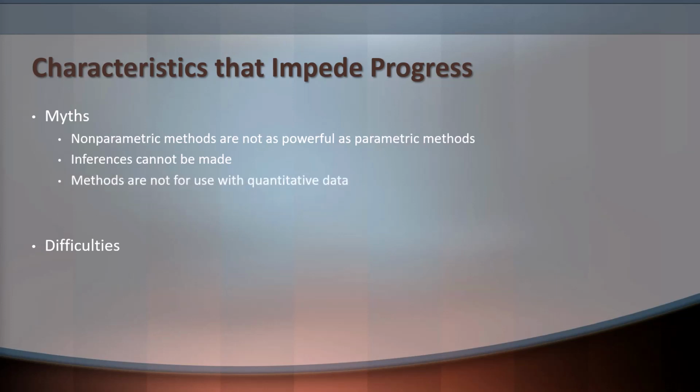Another myth is that the methods are not for use with quantitative data, only categorical. Well, indeed, methods that are for categorical data are nonparametric, but these do extend to quantitative data as well. I can logically convince you of that right now. Any quantitative data can be made categorical. Therefore, any quantitative data could be analyzed with nonparametric methods. But beyond that, we can actually take the quantitative data without changing it and use nonparametric methods.